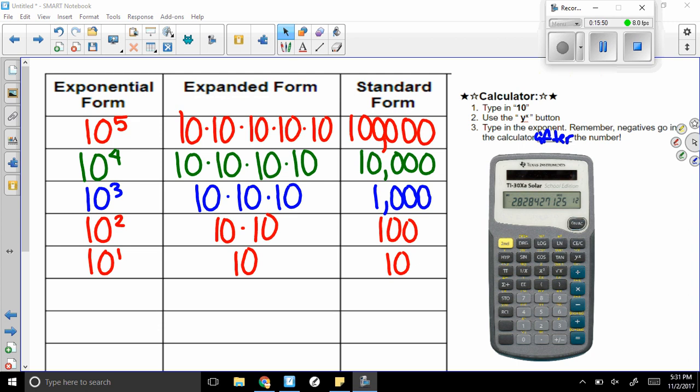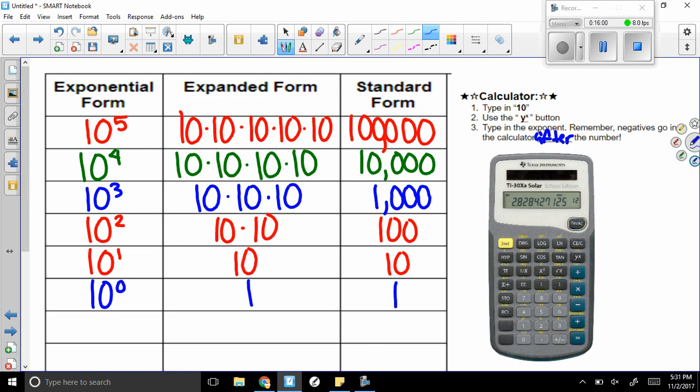Now the next one that we're going to go ahead and see is 10 to the 0 power. And this is a little bit tricky. This is something that you just have to remember. 10 to the 0 power is 1. Anything to the 0 power is going to give you an answer of 1. So that's just kind of something you have to memorize. If you ever forget, you can use your calculator, so you can try it out. 10 y to the x 0 equals, and you're going to get 1 as your answer.